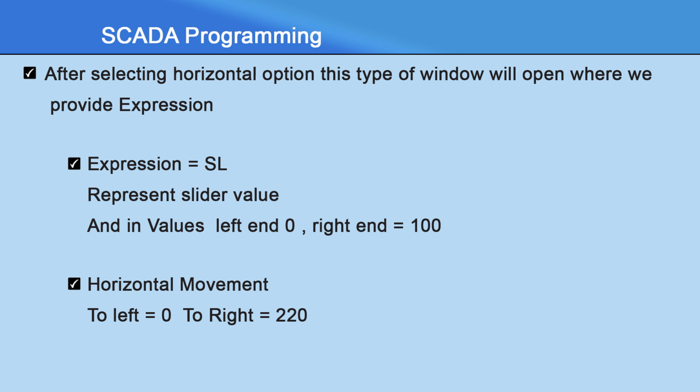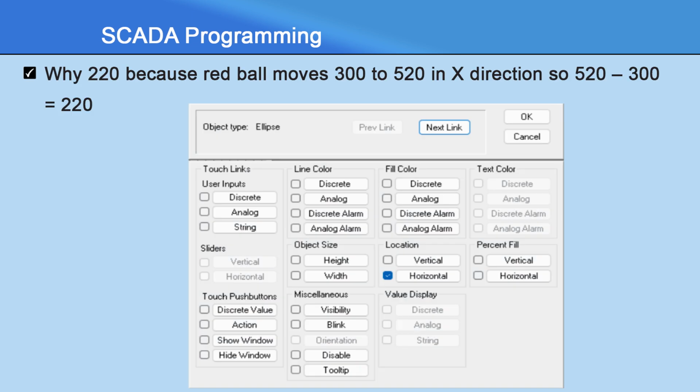We checked that initially in the A position the x value is 300, and when it moves to the B position the x position is 520. So the difference in the x position is 220, meaning from A to B it has covered 220 steps. So here for the left we keep 0, and for the right we have changed it to 220, similarly for the value 0 to 100.